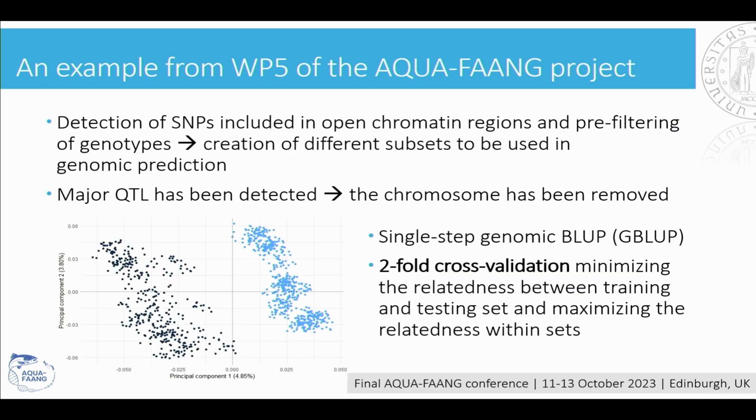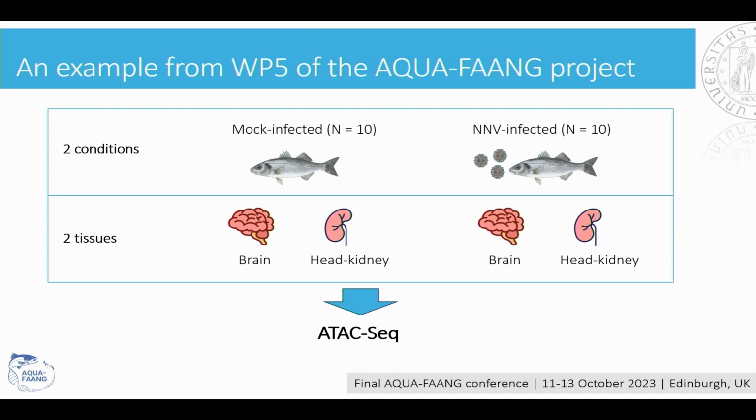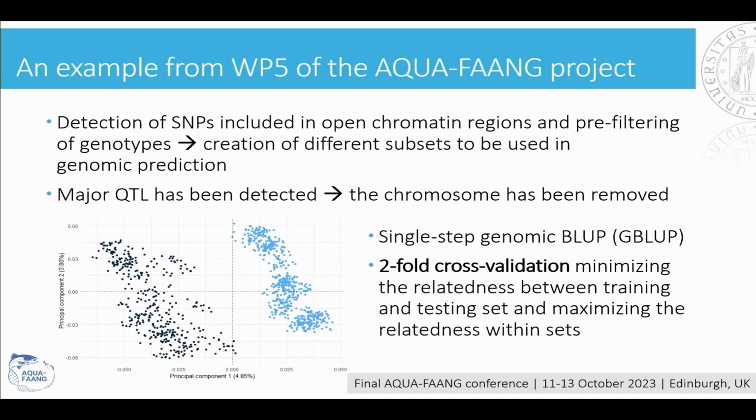So the output from the ATAC-seq was used to pre-filter the whole genome sequence. We tried to detect SNPs included in the open chromatin regions, and we retained just these SNPs. We created different subsets to be used in genomic prediction using the different combinations of condition and tissues. We have already seen that a major QTL has been detected, so this chromosome has been removed, because in this case, we wanted just to see if functional annotation data could be useful in genomic prediction.